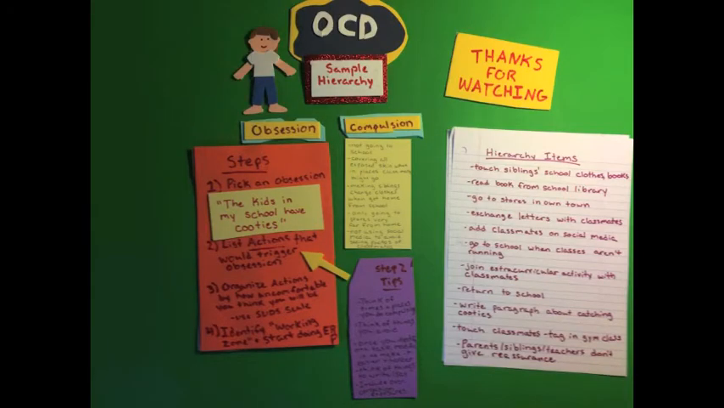Okay, so we've got a list of potential items to go on a hierarchy. The next step would be to rearrange them in order from least distressing to most distressing, and then start at the medium distressing ones to start habituating to them.